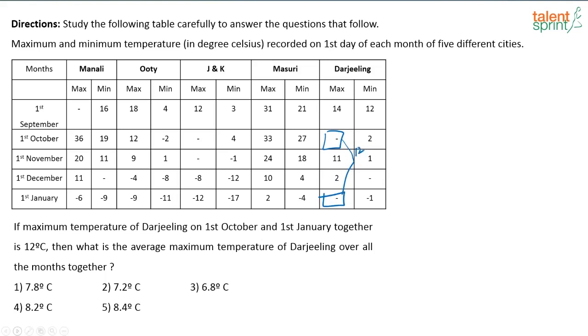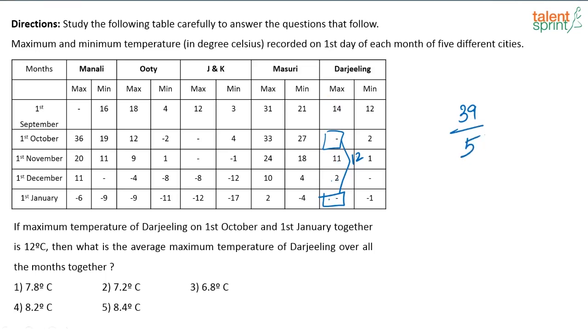Now what is the question? Then what is the average temperature of Darjeeling for the overall months together? Right. So what will be the average temperature? When you add these two, you are getting 12. So you have 14, 12, 11, 2. Correct. So that is nothing but 14 plus 14, 28. 28 plus 11, 39. Right. 39. How many months are there? 1, 2, 3, 4, 5. 39 divided by 5. That will be your average.